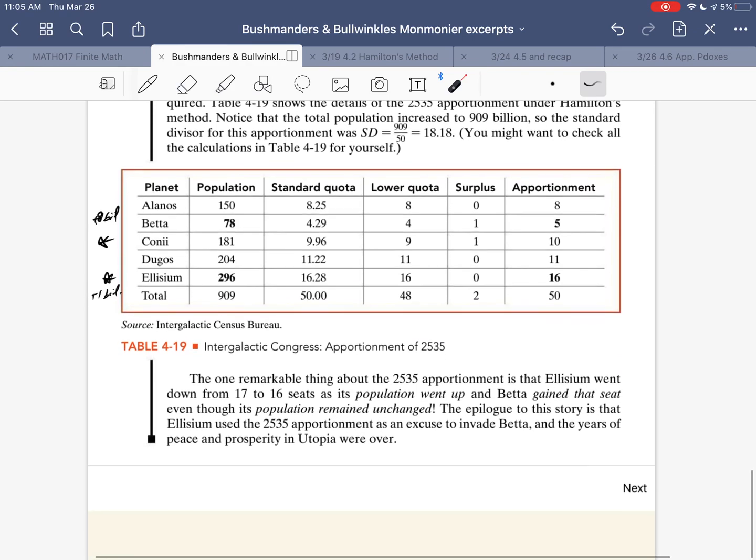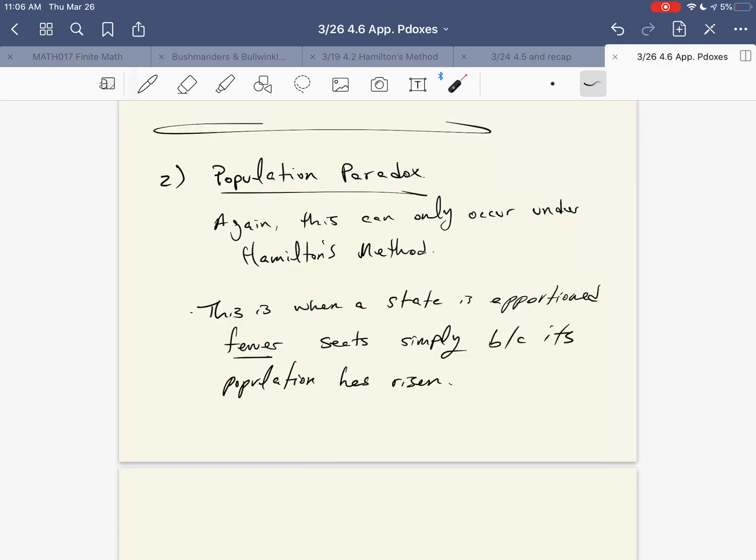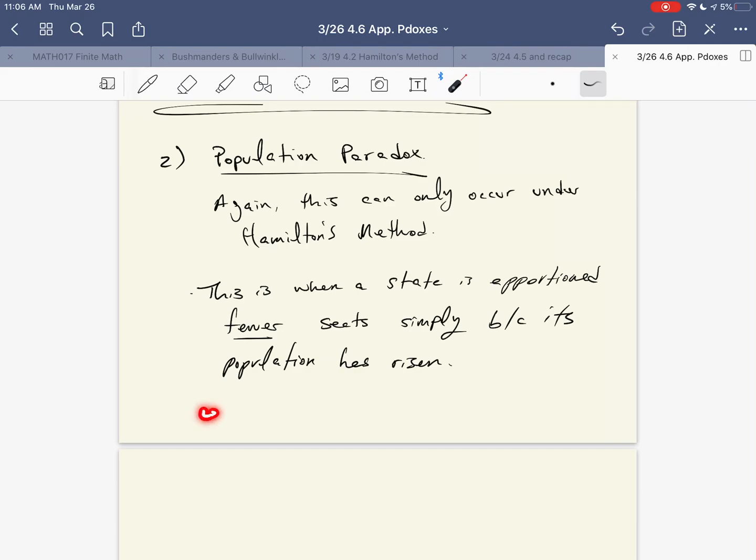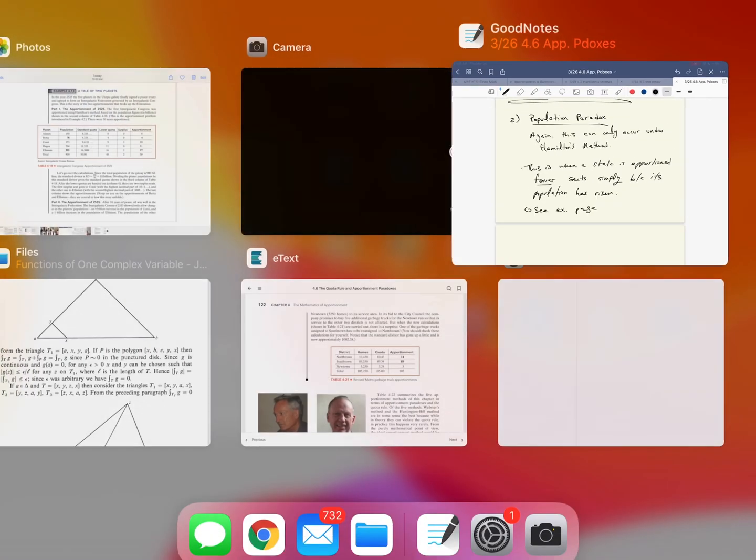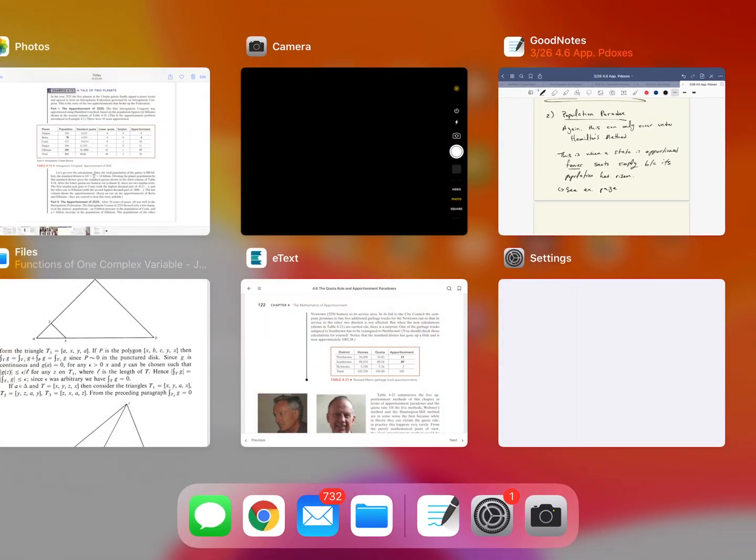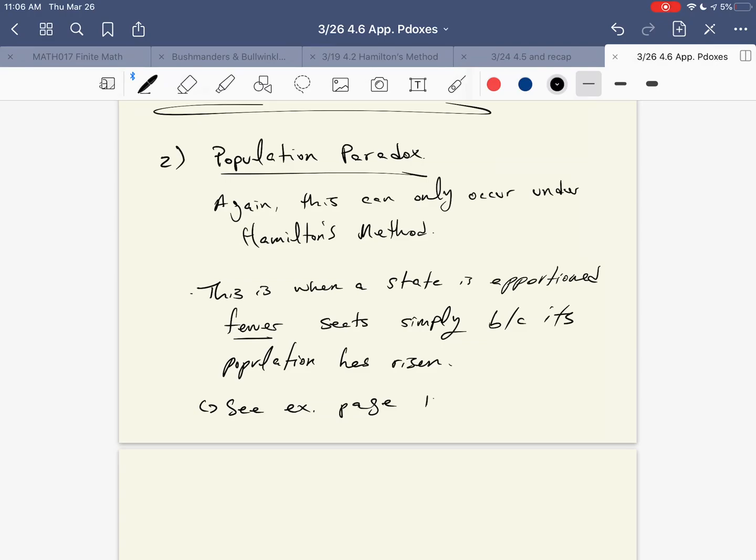This is the strange thing. So this can occur. It occurs very rarely. This is a much more rare paradox, but it happens. So, good. See example on page, what page was that on? 121.